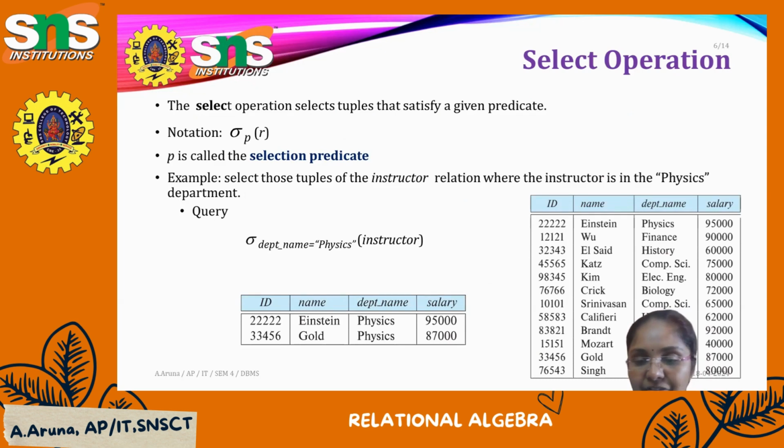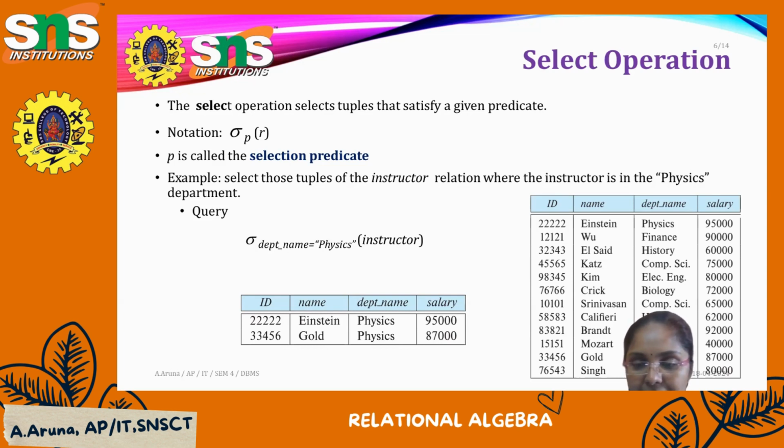For example, I'm giving the query: select those tuples of the instructor relation where the instructor is in the physics department. See here, this is my table. The table contains ID, name, department name, and salary. In that, I have to choose only the physics department. For that, I have to select the instructor table and define department name equal to physics.